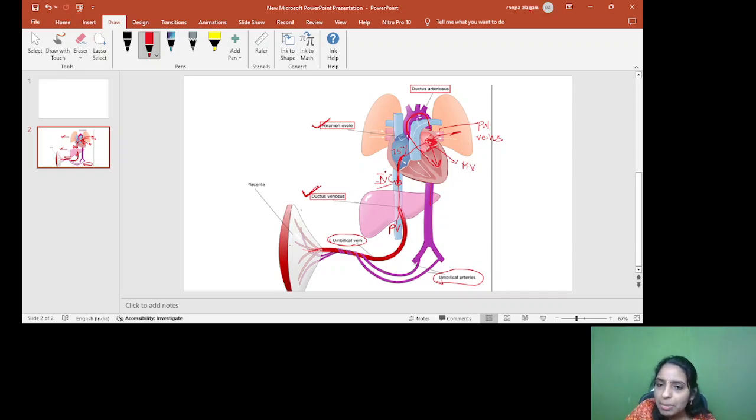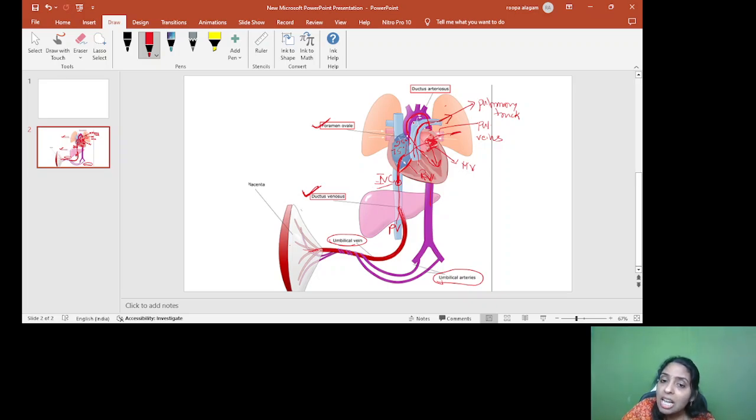Now the remaining 25% of blood, through the tricuspid valve, enters into the right ventricle. So the blood present in the right ventricle now enters into the pulmonary trunk. But in fetal life there is a high amount of resistance present in the lungs, so the blood present in the pulmonary trunk cannot enter into the fetal lung.